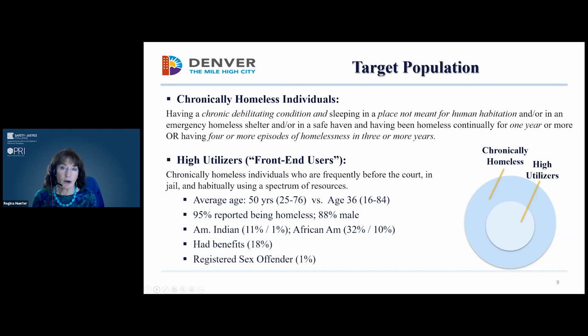We also saw real disparity, about 11% compared to 1% of African-American of American Indian in our population, and 32% versus 10% of our general population in the city and county of Denver. And only 18% of this population had benefits. Again, this is a chronically homeless population that was coming through the system on a regular basis, and yet only 18% of them had Medicaid benefits.